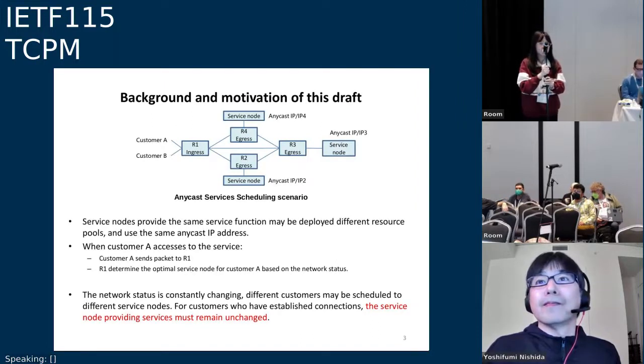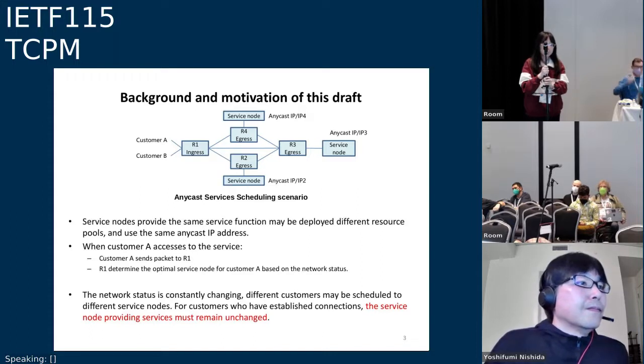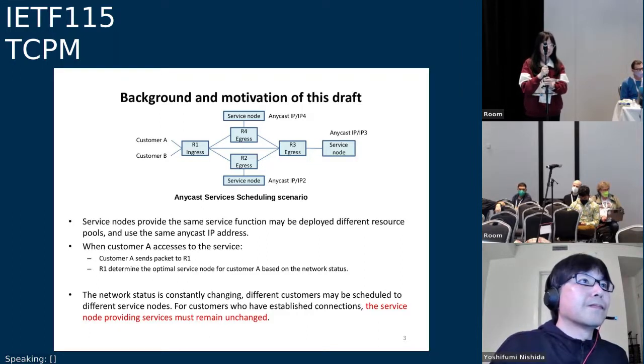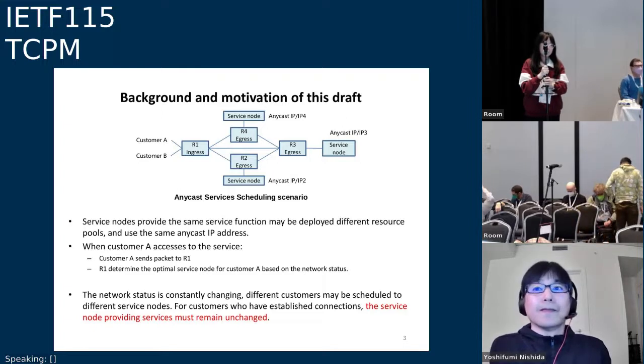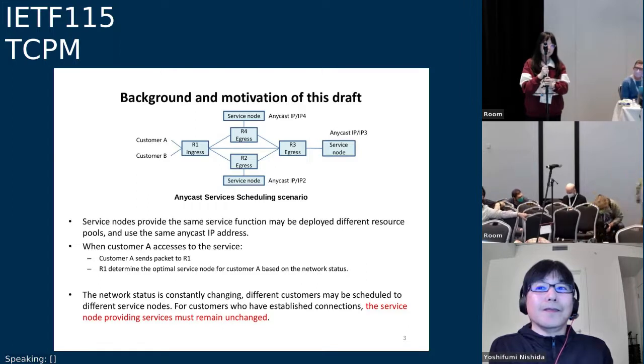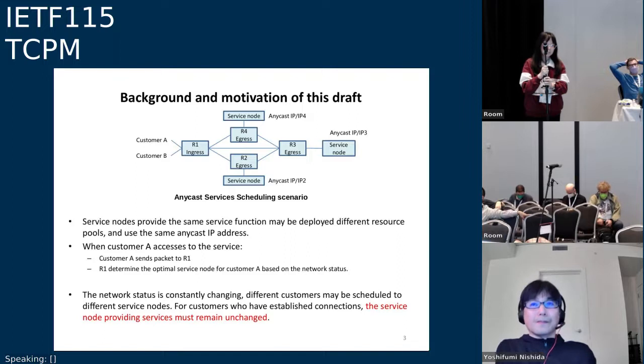First of all, I will introduce the background and motivation of this draft. With the rapidly increasing customer number and service requirements, we need a more flexible and scalable network, and the increasing edge resource pools mean that service nodes providing the same service functions can be deployed in different resource pools and use the same Anycast IP address. In the scenario shown in the figure, R1 is the ingress router, and R2, R3, and R4 are egress routers. Each egress router connects to a service node, and the three service nodes provide the same service function.